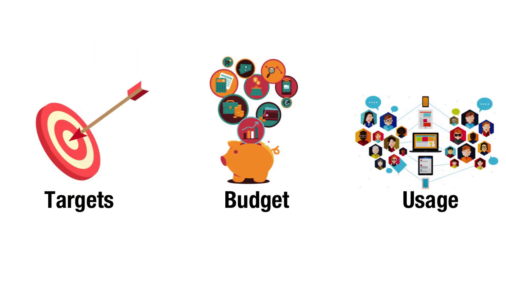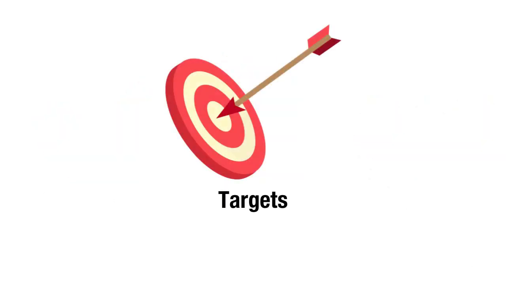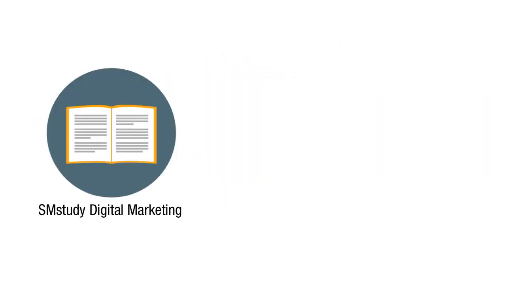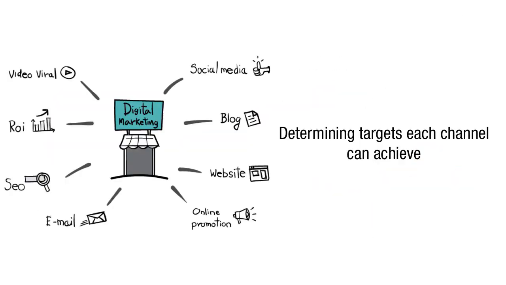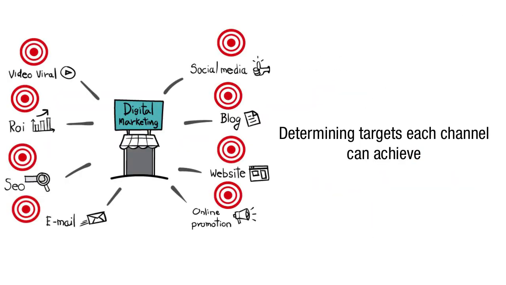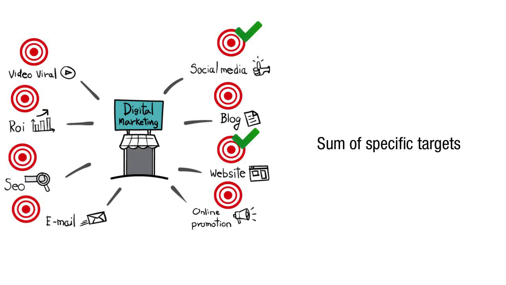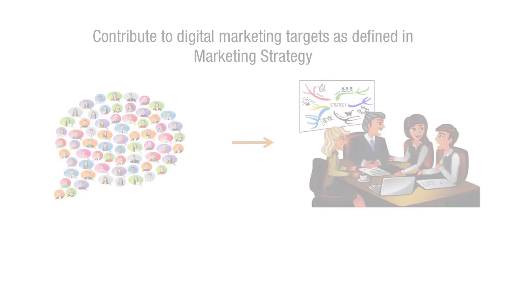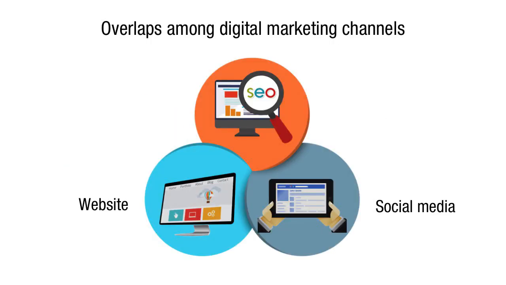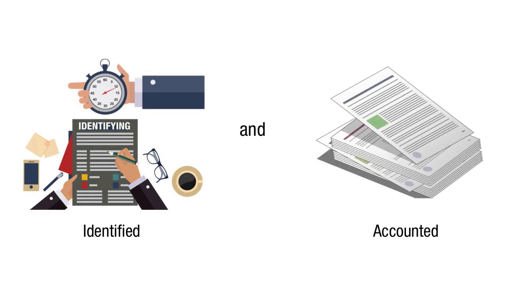The following needs to be outlined for each of the determined channels. 1. Targets. The SM Study Digital Marketing Evaluation and Improvement Tool helps in determining the targets that each channel can achieve. The sum of the specific targets should contribute to the overall digital marketing targets as defined in the marketing strategy. If there are any overlaps among the digital marketing channels, then these should be clearly identified and accounted for.